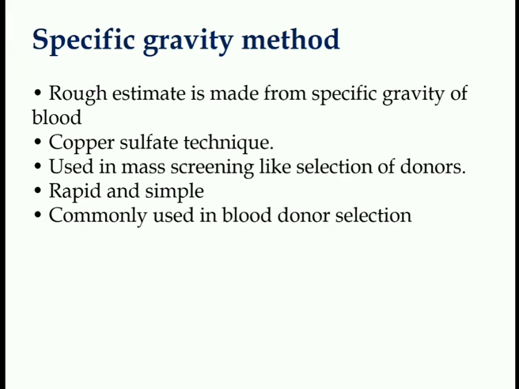Next method we have is specific gravity method. Rough estimate is made from specific gravity of blood. Here, copper sulfate is used, so this method is also called the copper sulfate technique. It is used in mass screening like selection of donor. It is a rapid and simple method, commonly used in blood donor selection.